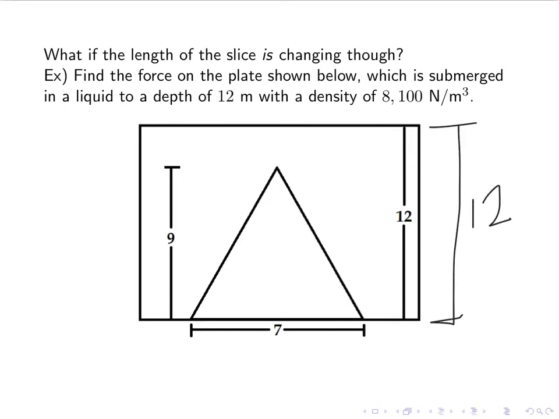And I have this triangular plate. It has a base of 7. It has an altitude of 9. So the altitude is that perpendicular height from the base. Okay, so this plate, you can think of it as like a metal plate. It's submerged into this liquid, again at a depth of 12. So we have to figure out how to find L.